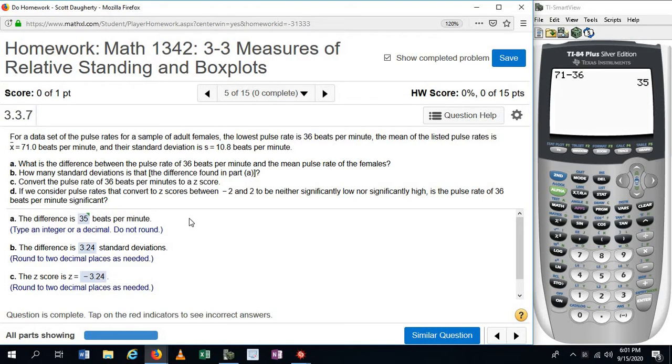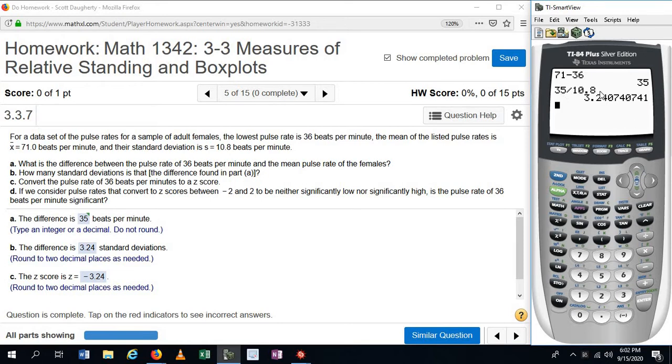Okay, part B, how many standard deviations is that difference? So the difference is 35, and the sample standard deviation is equal to 10.8. So if you take 35 and you divide that by 10.8, you can see that it would be 3.24 standard deviations.